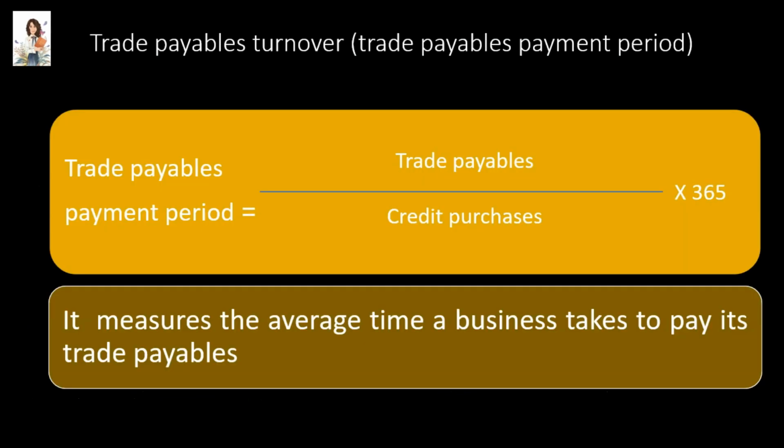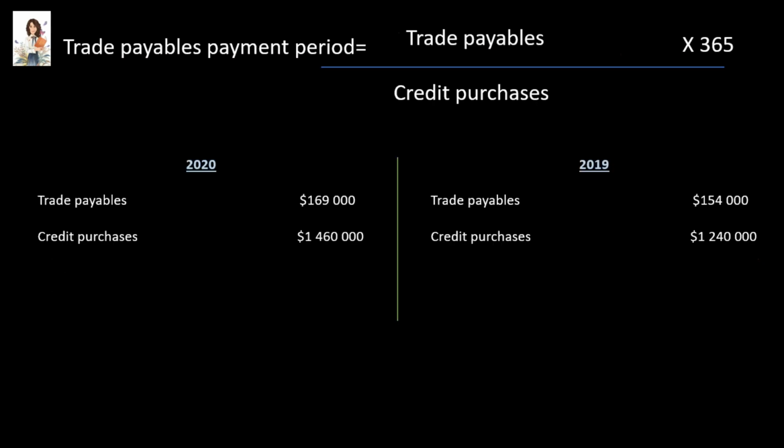The next ratio is trade payables turnover or trade payables payment period ratio. This ratio measures the average time a business takes to pay its trade payables. The formula is trade payables upon credit purchases multiplied by 365, and we will get the answer in number of days. Let us solve an example. Let's look at the data for 2020. I am not going to consider the thousands because I want to make it simple.